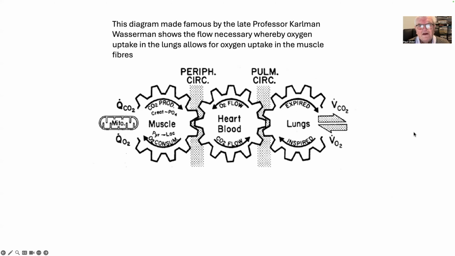This diagram, made famous by the late Professor Karlman Wasserman, shows the flows necessary whereby oxygen uptake in the lungs allows for oxygen uptake in the muscle fibers. So we'll breathe in oxygen here, and that passes into the lungs, through the pulmonary circulation, through into the heart, through into the peripheral circulation, through to the muscles, and diffuses into the mitochondria.